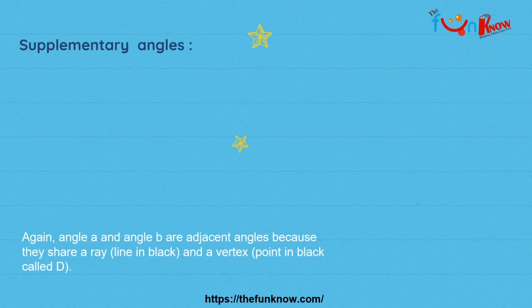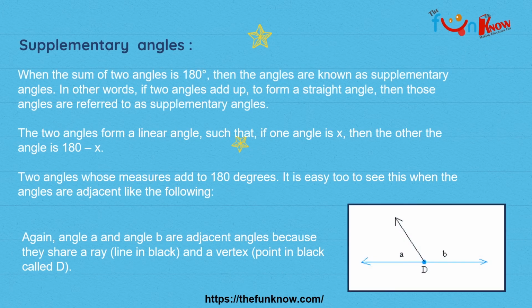Now students, let's study another angle which is known as supplementary angle. A supplementary angle is when two angles or more than two angles are added and they form 180 degrees, then it is known as a supplementary angle. If two angles are added up, students remember, I am repeating again, and they are forming a straight line, then these angles are referred to as supplementary angles.